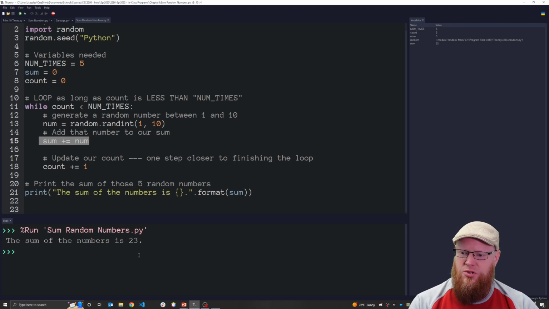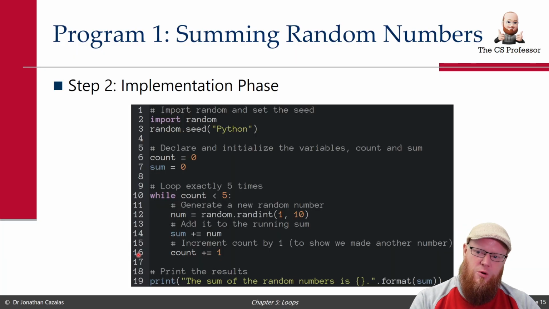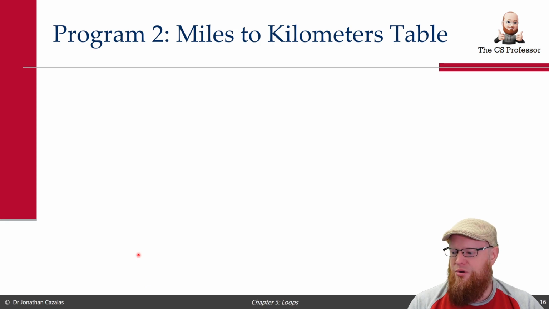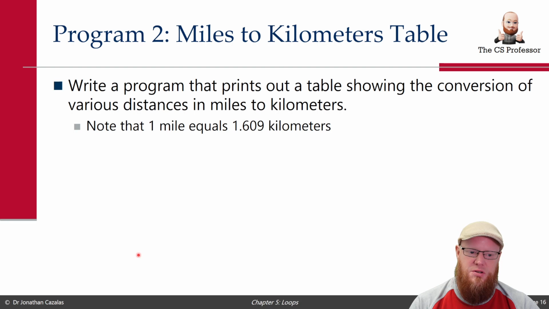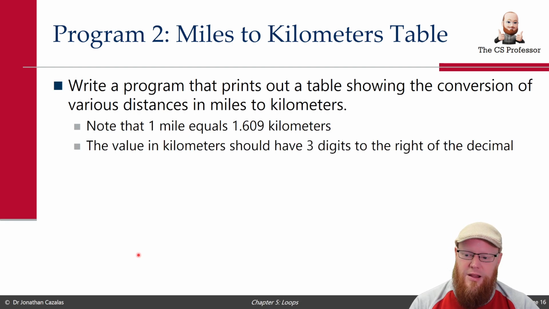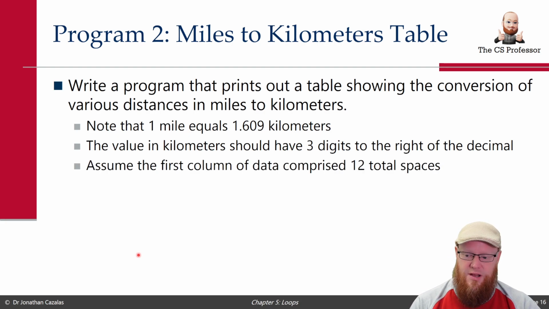So now we're going to jump to the next problem. Here's the code for this one, another one. Let's write a program to print out a conversion from miles to kilometers. Pretty straightforward. We're going to show you a chart, and we want to print that chart, this table of a conversion from miles to kilometers, which means we need to know that conversion factor, that 1 mile equals 1.609 kilometers. The program specifies that we need to have the kilometer value be shown with 3 digits to the right of the decimal.